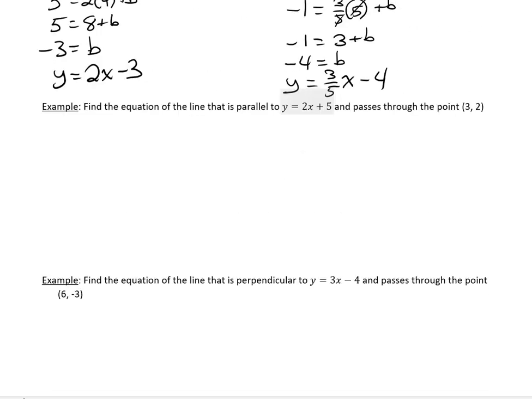The rest is up for you to be able to practice with. Remember, at the start, we talked about what it means to be parallel. So parallel means it shares the same slope, and perpendicular means the slope will be the negative reciprocal. Or the negative flip the fraction upside down.